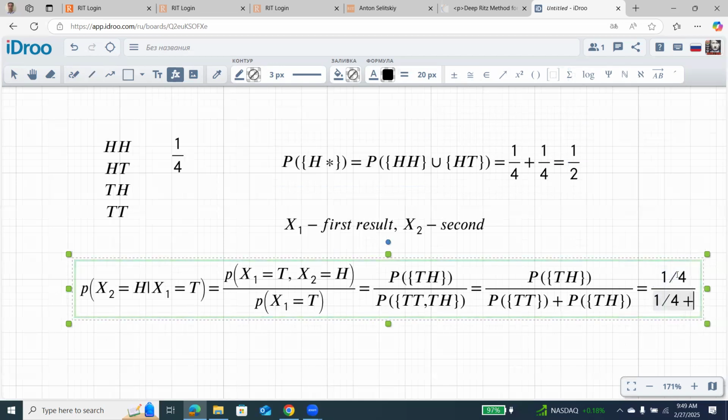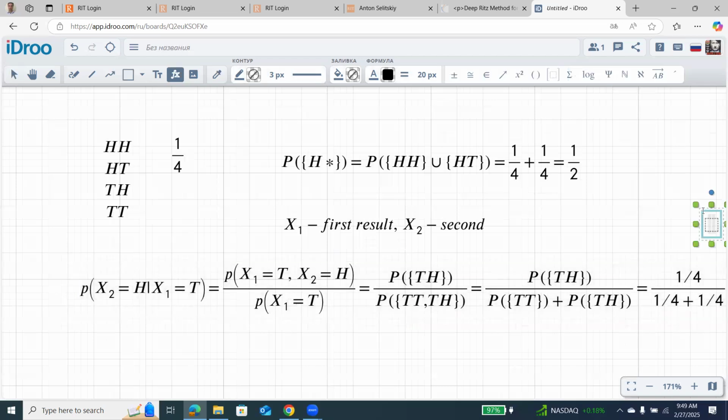And this is 1/4 plus 1/4. And the result, what is the result? You calculate this fraction, 1/4 over 1/2. It will be 1/2. So the result will be 1/2, that we actually expected just by our intuition.